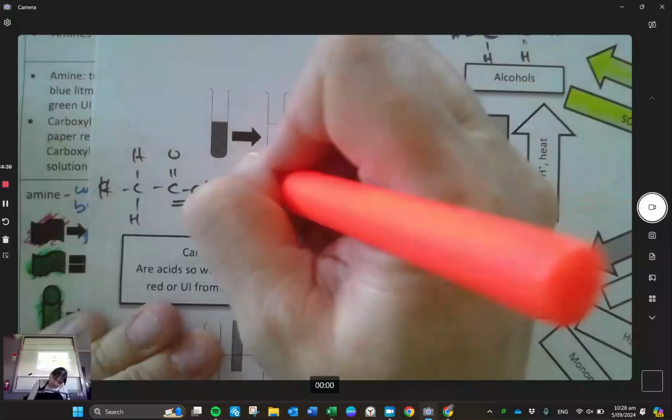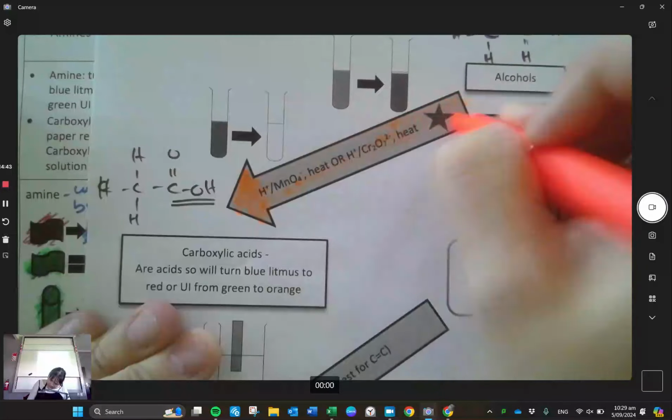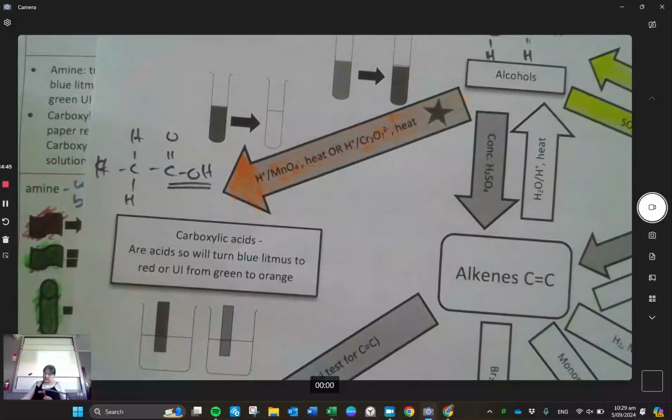Let me get that color. Ooh, that's not working very well. So this is oxidation.